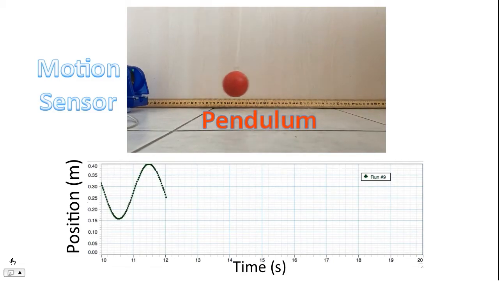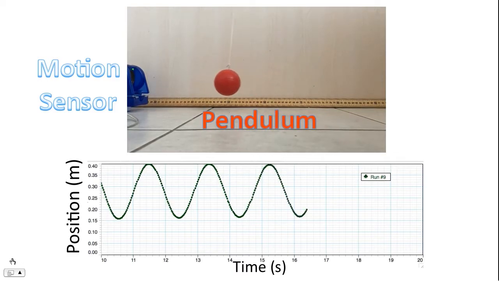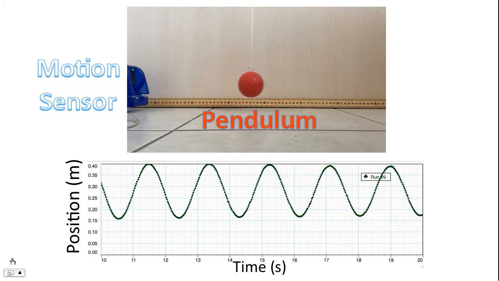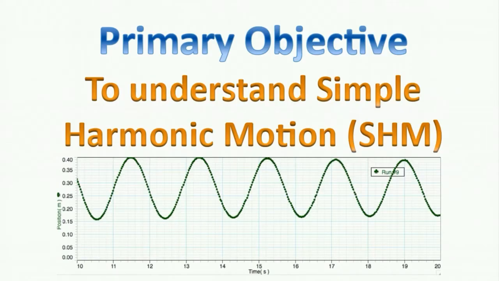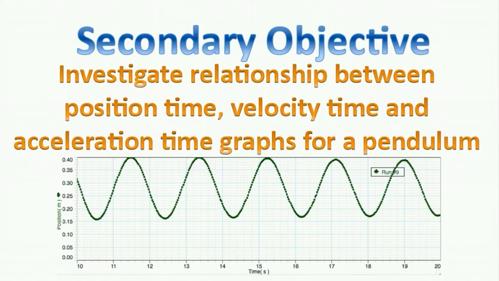Good morning. Today we are going to discuss the motion of this pendulum and ultimately simple harmonic motion. So let's commence operations. Our primary objective is to understand simple harmonic motion. Our secondary objective is to investigate the relationship between the position time, velocity time, and acceleration time graphs for a pendulum.